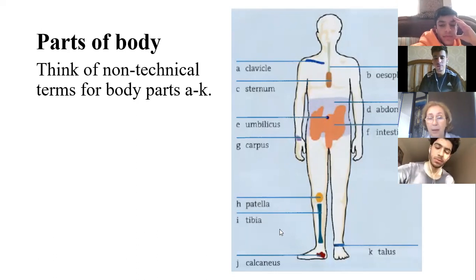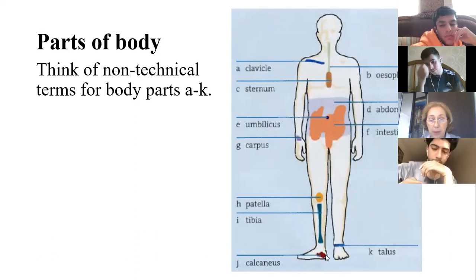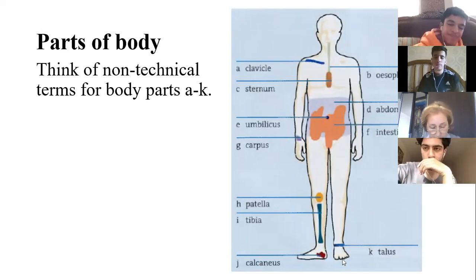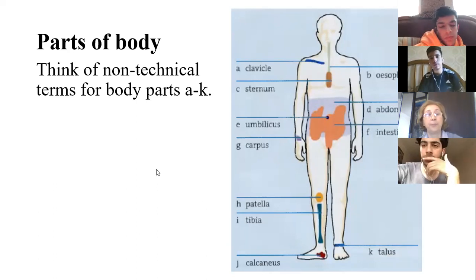Then what do people call this bone? Tibia. The common word for tibia. A long bone for the leg. This is shin bone. You know this shin bone. For calcaneus, this is heel, and for talus, this is ankle. Right.